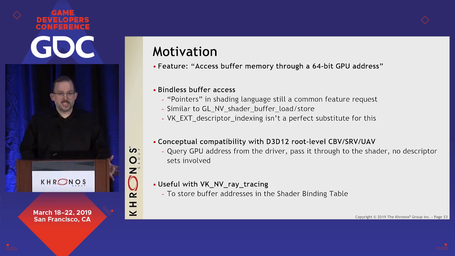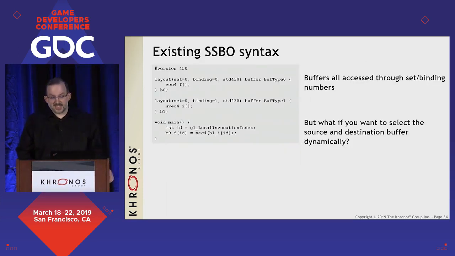So a buffer reference is a feature that allows accessing buffer memory through a 64-bit GPU address. And in the shading language, this manifests in a way that's like a reference type in C++, and that's where the name's derived from. So this allows quote-unquote bindless access to buffers, and it's very similar to the shader buffer load extension in OpenGL, if you're familiar with that. This is also kind of similar to root level buffer views in D3D12.